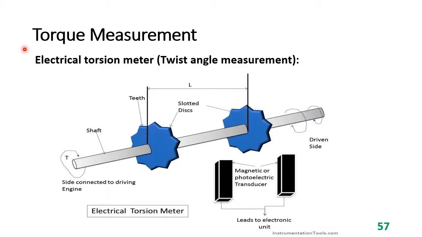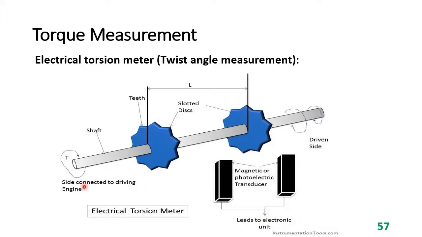Now let us discuss the fourth method of torque measurement: twist angle measurement with the help of an electrical torsion meter. When we apply torque on the shaft, it is twisted to some angle. This twist angle can be measured by this arrangement. Here two discs are mounted on the shaft. These slotted discs produce pulses in these transducers, and these pulses are fed to an electronic unit.